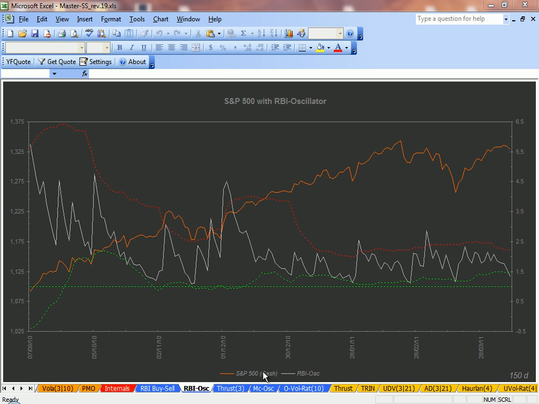There we go. My RSI oscillator. It's been such a tight range here. This was a buy, I'm sorry, this was a buy here. This was a sell up here.